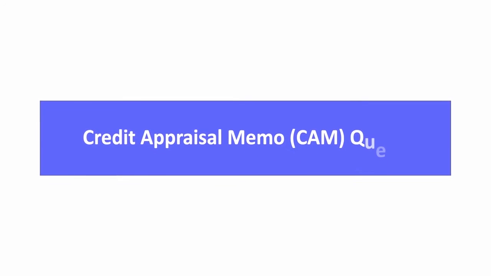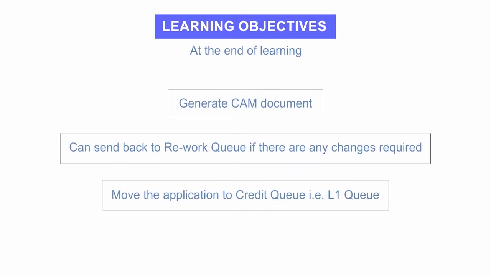Appraisal memo, CAM-Q. At the end of learning, the learner will be able to generate a CAM document, send it back to the rework queue if any changes are required, and move the application to the credit queue, that is the L1 queue.